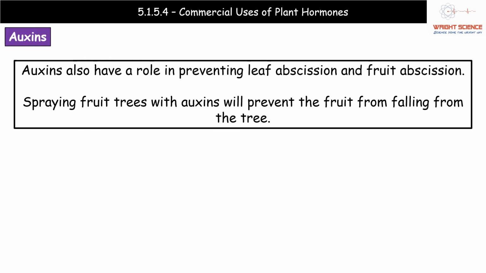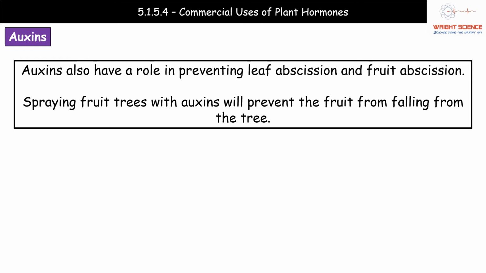The next use of our auxins is in preventing both leaf abscission and fruit abscission. So remember, abscission is talking about the drop. So we're preventing leaf drop and fruit drop basically. And one of the main places we're using this is in our fruit orchards. Because if we spray fruit trees with auxin, then it's going to prevent that abscission of the fruits. So it prevents the fruit from falling off the tree.